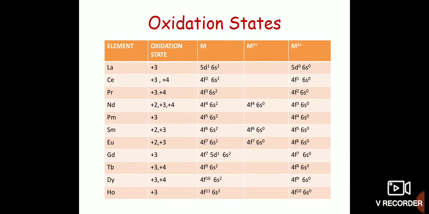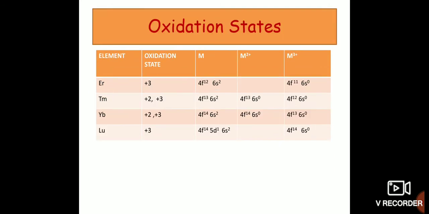Coming to oxidation states, gadolinium we have +3, and lutetium also showing only +3. That means gadolinium and lutetium form only the tripositive M3+ ions, because the removal of these 3 electrons gives a stable half filled and completely filled configurations, that is 4f7 and 4f14. Thus any oxidation state other than +3 does not occur in these 2 elements. That is, for gadolinium and lutetium, they are exhibiting only tripositive oxidation state, that is M3+.